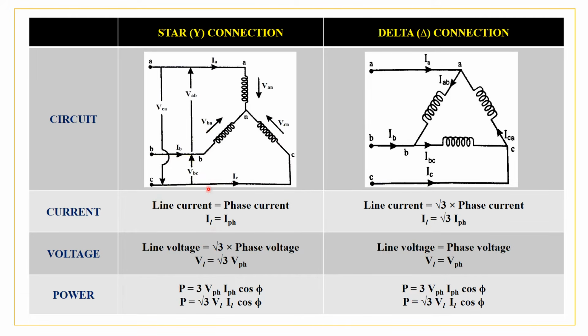You can see this is reversed here, both the relationships, and the power in case of both star as well as delta will remain same. So even here P is equal to 3 E phase I phase cos phi, or P is equal to root 3 VL IL cos phi, whichever is convenient you can take it. So even here the power formula remains same. So this is the difference between star and delta connection.